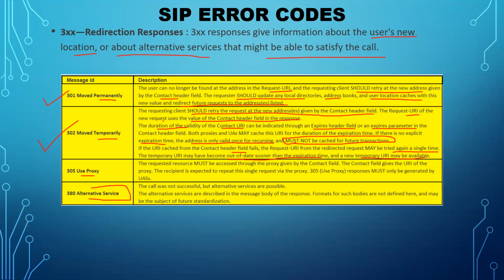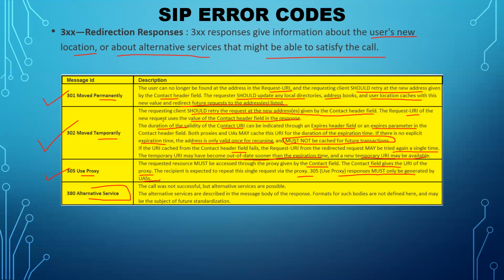It can happen, right? Then we have the next one, 305 Use Proxy. What that means is the requested resource must be accessed through the proxy given by the contact field, and the contact field gives the URI of the proxy, right? The recipient is expected to repeat this single request via the proxy. 305 responses must only be generated by servers, right?